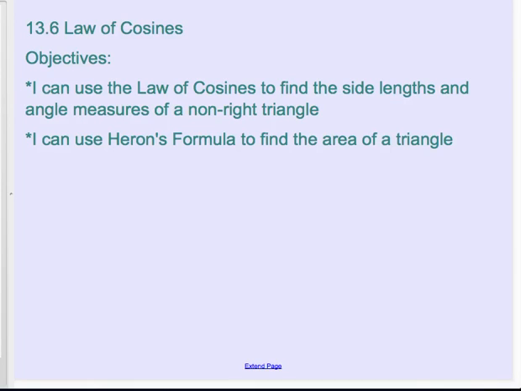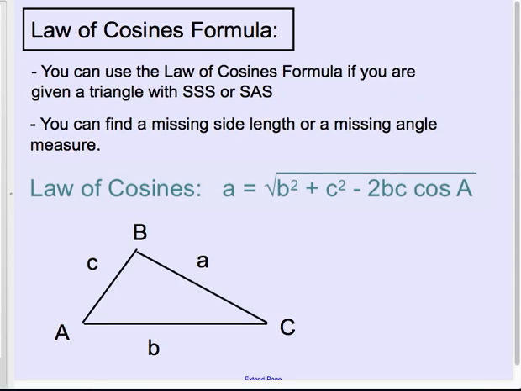The law of cosines applies to any triangle, not just right triangles. And we are also going to find another formula to find the area of a triangle using some different information than before. So first of all, law of cosines is a bit more complicated than law of sines.